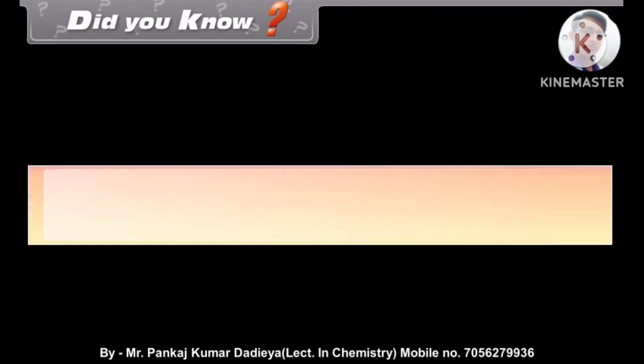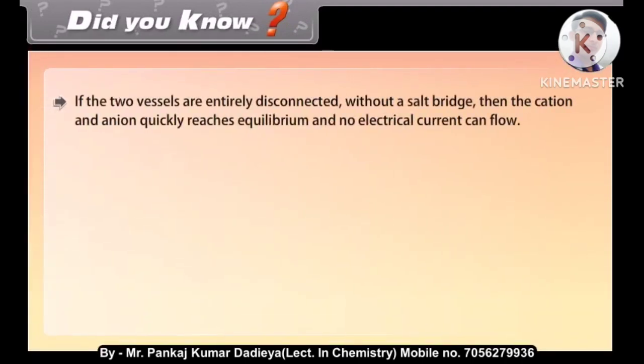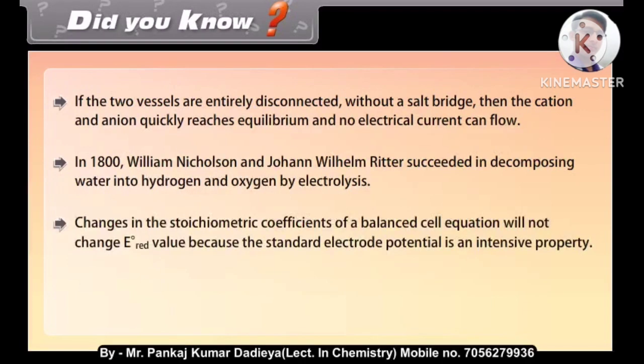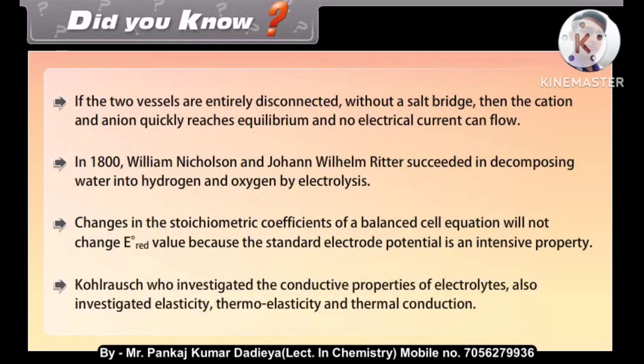Did you know? If the two vessels are entirely disconnected without a salt bridge, then the cation and anion quickly reach equilibrium and no electrical current can flow. In 1800, William Nicholson and Johann Wilhelm Ritter succeeded in decomposing water into hydrogen and oxygen by electrolysis. Changes in the stoichiometric coefficients of a balanced cell equation will not change the E0 value because the standard electrode potential is an intensive property. Kohlrausch, who investigated the conductive properties of electrolytes, also investigated elasticity, thermoelasticity, and thermal conduction.